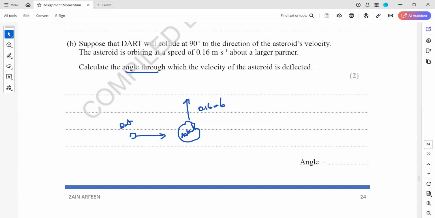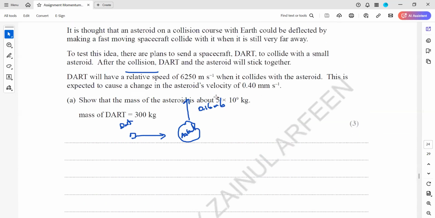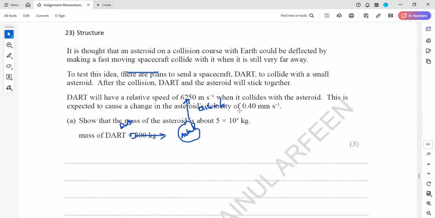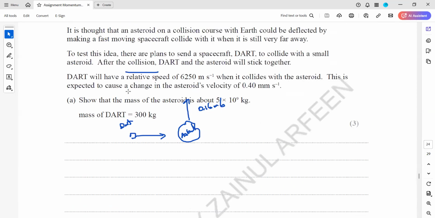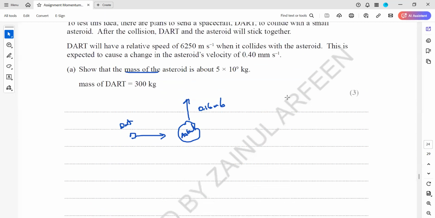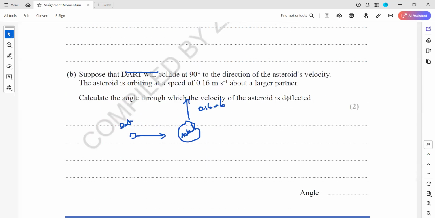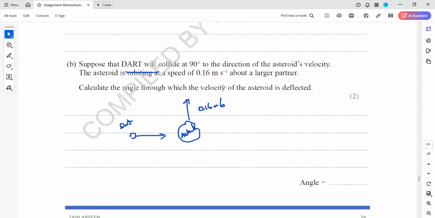The dart was moving in this way. As you can see, both are at 90 degrees. And what is the velocity of the dart? 6,250. And then it caused a change in the velocity. So the new velocity is 0.4. And we want to calculate the angle through which the velocity of the asteroid is deflected.